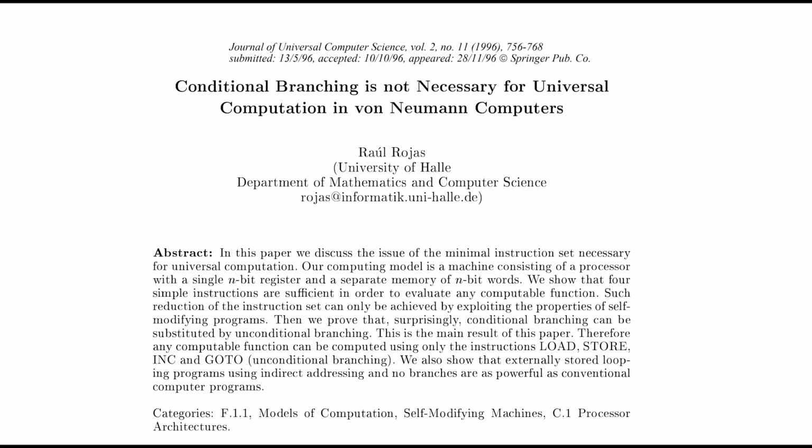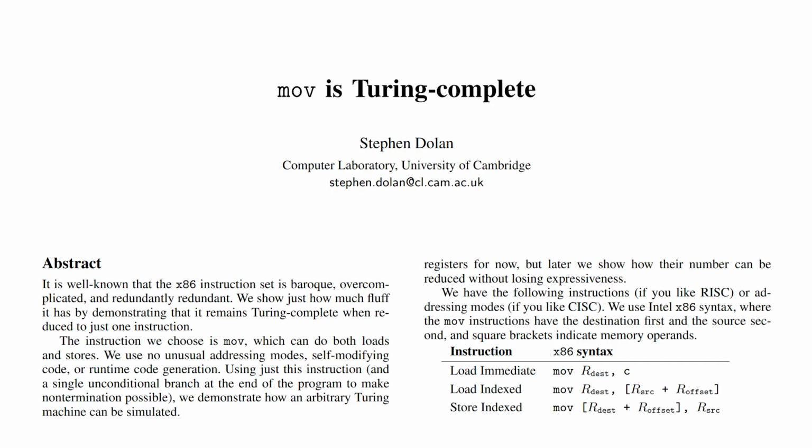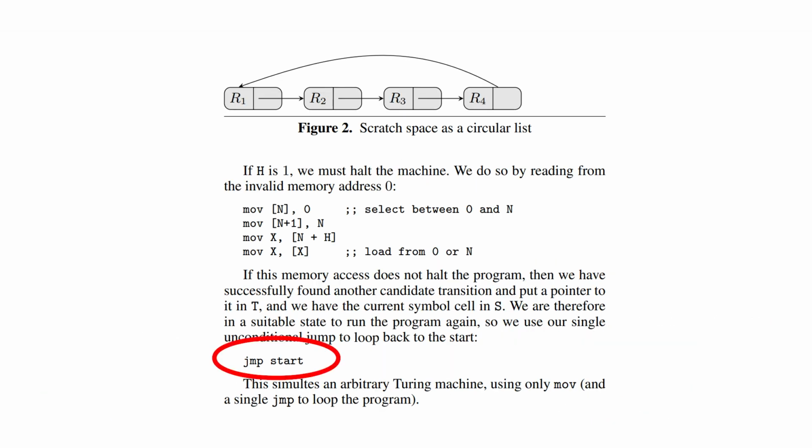In this paper, he states that conditional branching is not necessary for universal computation in von Neumann computers. He just needed 4 instructions: load, store, increment, and go to. As a side note, load and store do need a mechanism for indirect memory access. There's also a paper out there that states that it can be done with a single move instruction on an x86 architecture. I believe they use the addition in the effective address calculation. And I thought the title was a little clickbaity because they still need to use a jump.